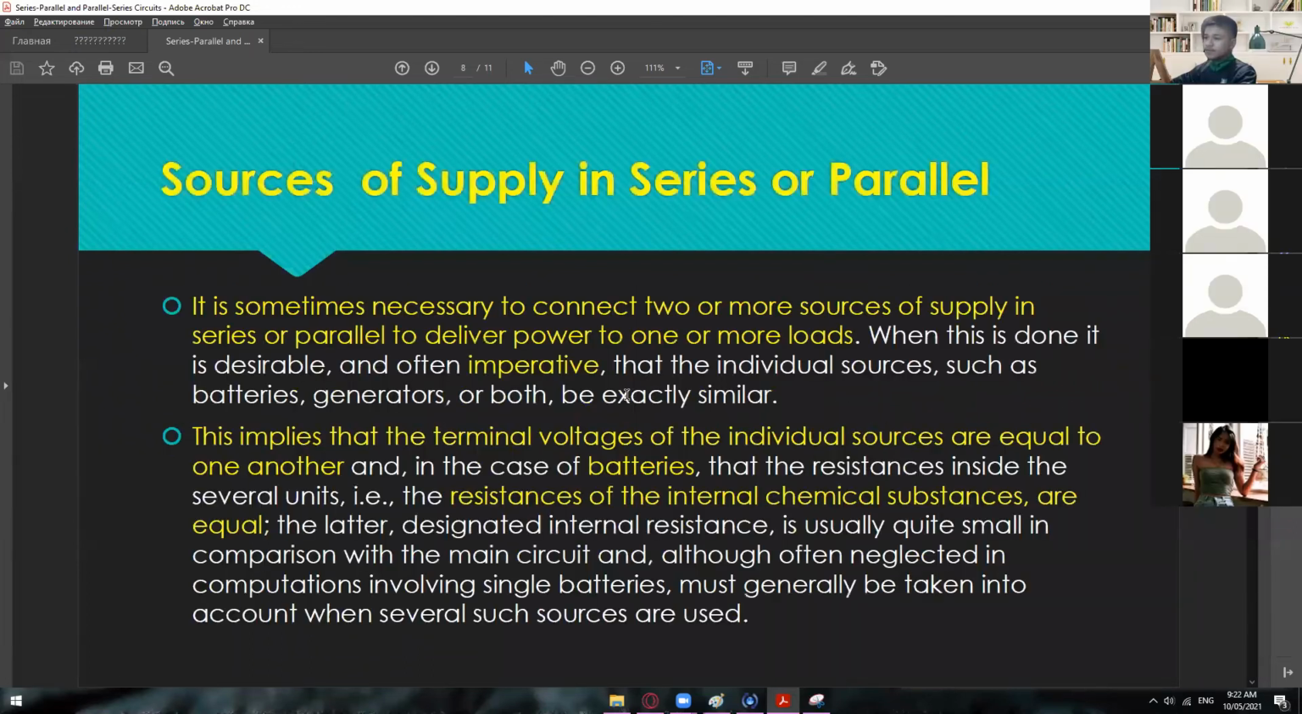Okay, so here are the sources of supply in series or parallel. So noted that pwede tayo magdagdag ng, let's say, a series connection of batteries wherein yung 3 volts mo is magiging 6 volts pag 3 plus 3. Kapag gusto mo ng 9 volts, pwede namang maging 3 plus 3 plus 3.